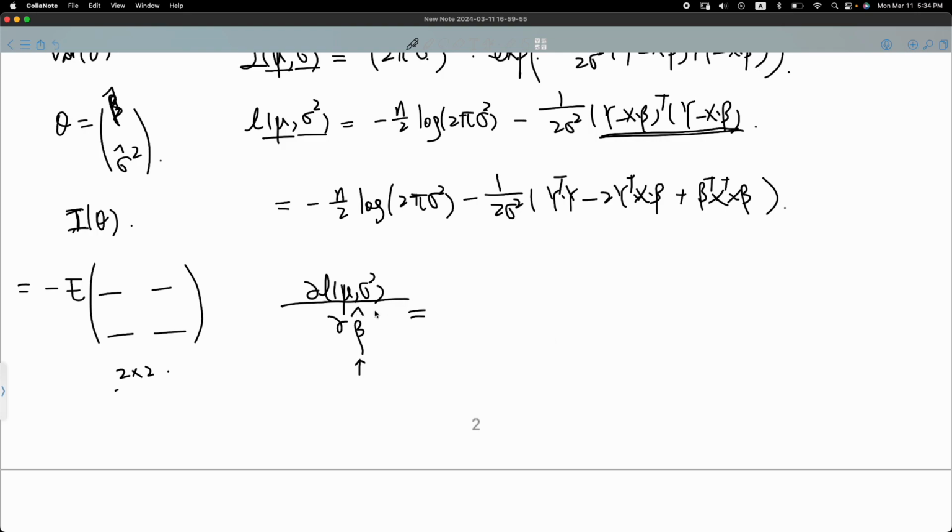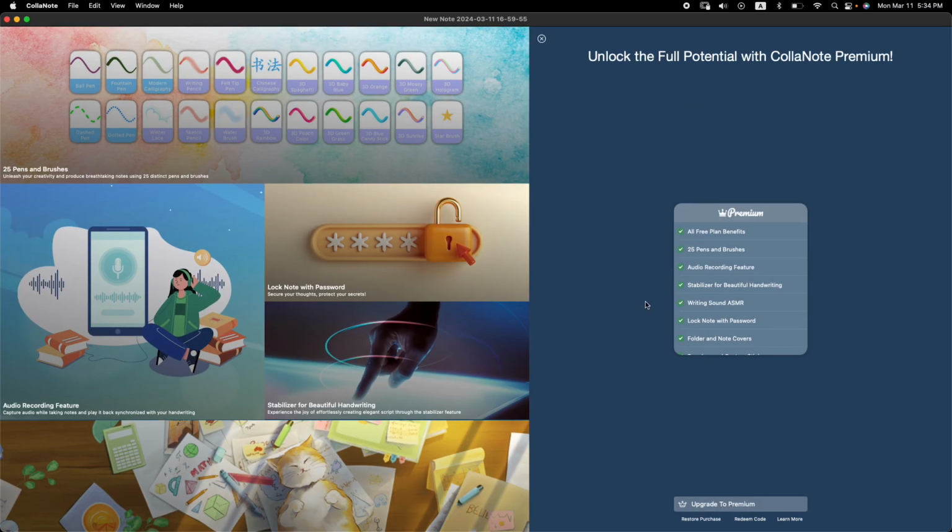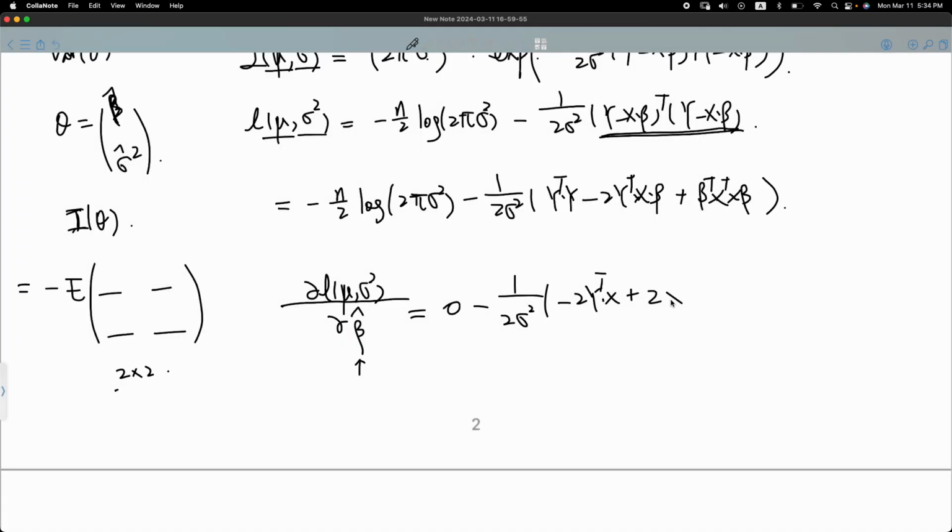Okay, so d beta. The first thing that's not involving beta, we have a 0, minus 1 over 2 sigma square, and then minus 2y transpose x, and then plus 2 of x transpose x beta.